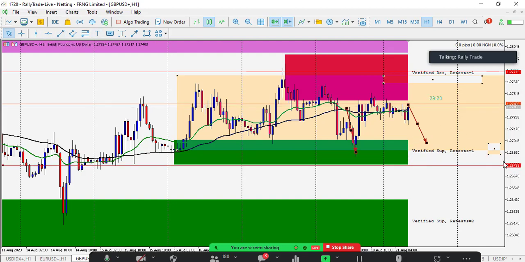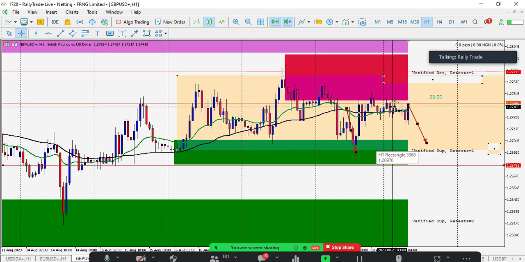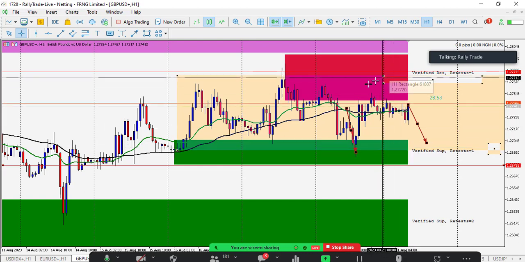So the stop loss will be, for the buy, please, I'm going back to the buy limit. The stop loss will be positioned at 1.26783. So if you're buying somewhere around here, around this demand zone, your stop loss would be 1.26783, and of course your take profit will have to be at this resistance.